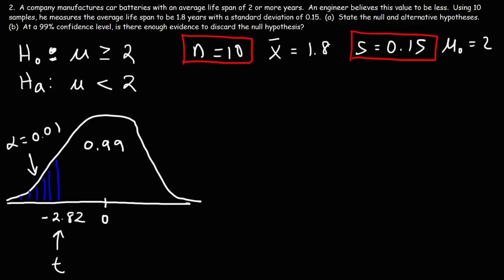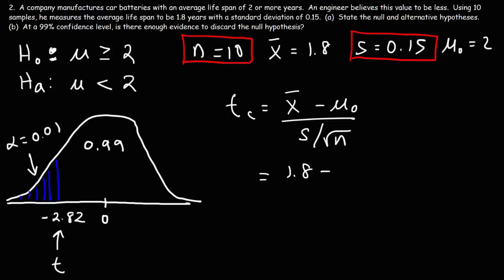So now we need to find our calculated t-value and compare it to our critical t-value. So the formula we're going to use is this one. It's going to be the sample mean minus the hypothesized mean, divided by the sample standard deviation over the square root of n. So the sample mean is 1.8. Mu naught, that's going to be 2. Our sample standard deviation is 0.15, and the sample size is 10.